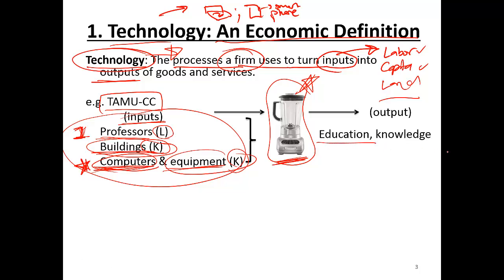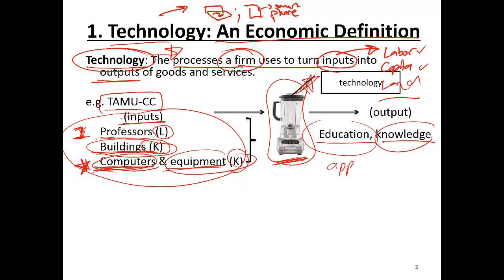At universities we are producing education, or knowledge is the output. Obviously that's not tangible, so we're not producing apples or bananas at university, but we are hopefully producing something more valuable. So this blender is the technology, really, how you're combining these inputs.